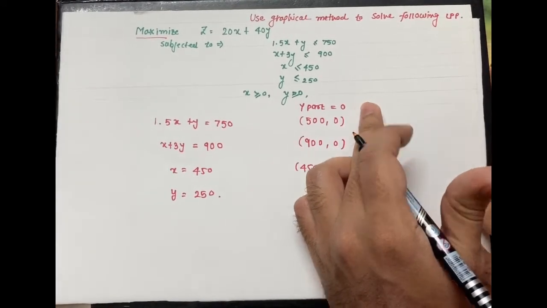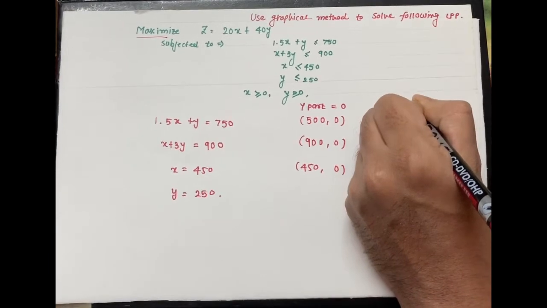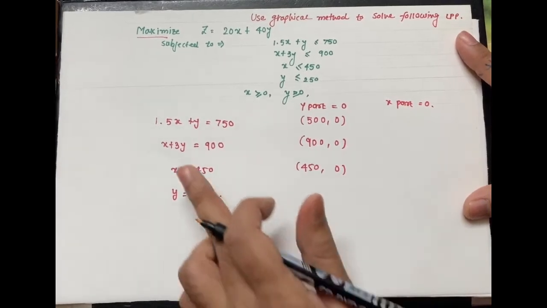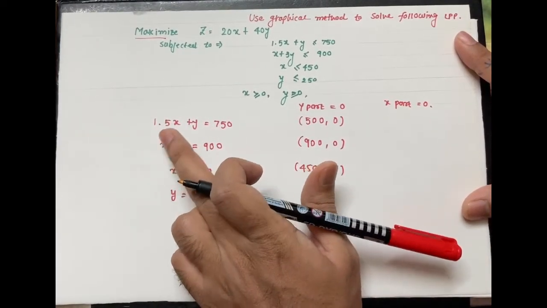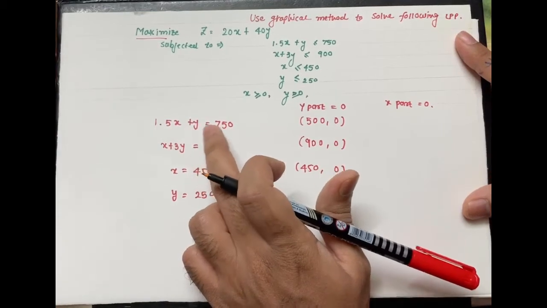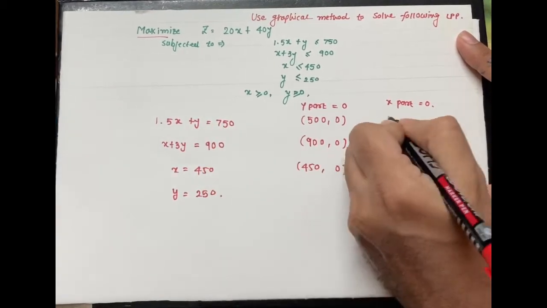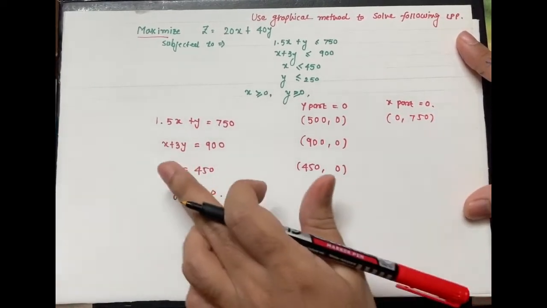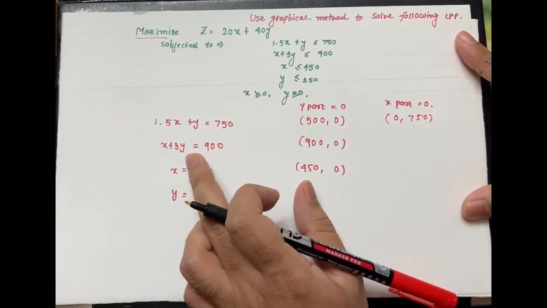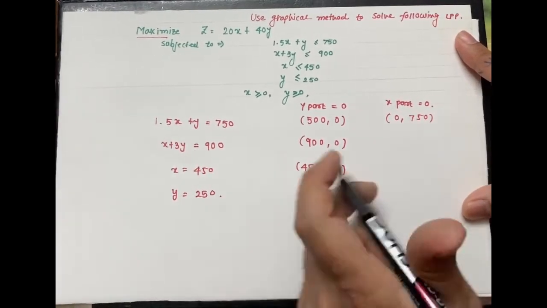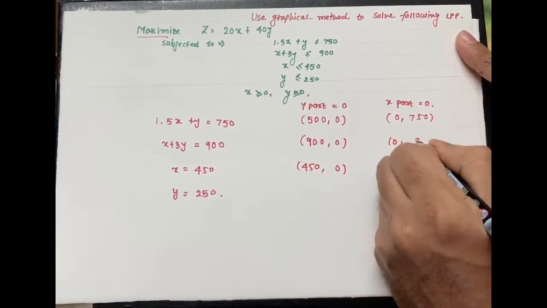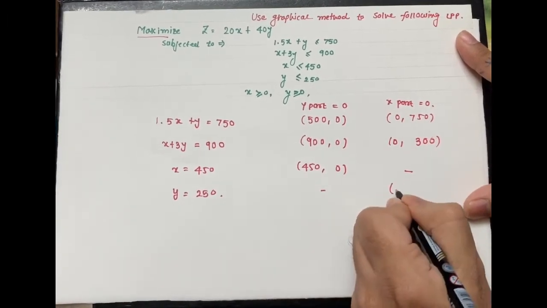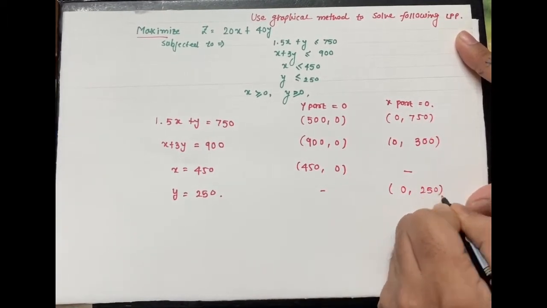If now I am taking the x part as 0, if I try to take the x part as 0 in this equation, so this part becomes 0, 1.5 into 0 is 0. So the value of y is 750. So this becomes 0, 750 for this one. For x as 0, y gives you 900 divided by 3, so that is 300. So 0, 300. And this line equation intersects at the 0, 250 point.